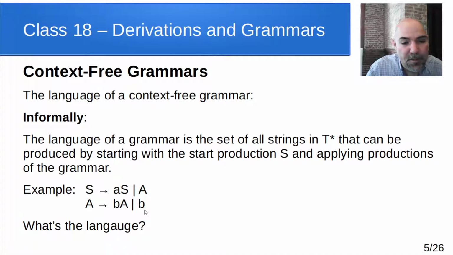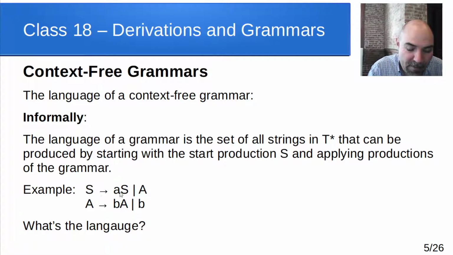You'll notice that S can go directly to this production variable A, which can then either make a B and stop. So the smallest string we could get from this would be just a B. But I could also loop here and make a B followed by another A, B followed by another A, make any number of B's and then stop. So this A production here is creating one or more B's. So this is a lot like B plus.